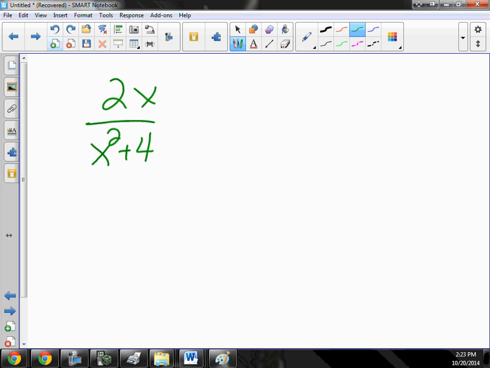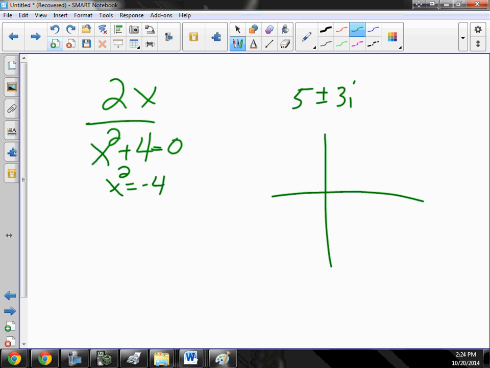So if I set this equal to 0, I get x squared equals -4. When does the graph cross the x-axis? 2i, and at -2i. And if you remember, if you had 5 plus or minus 3i, and then you were to erase the i and do 5 plus or minus 3, that would be 8 and 2. So I would take the graph at 2 and at 8 upside down.